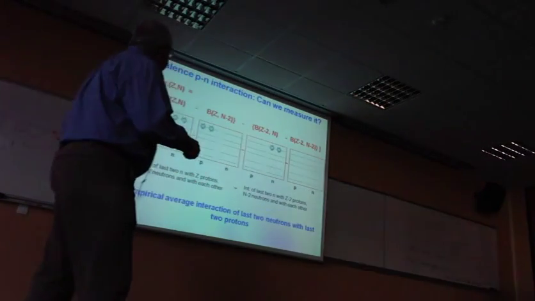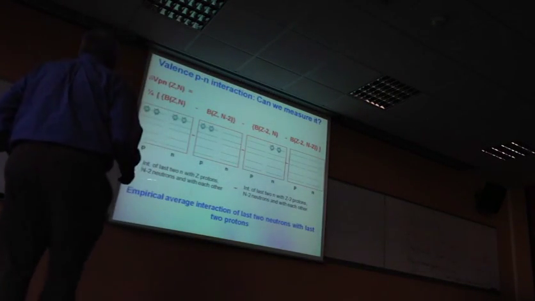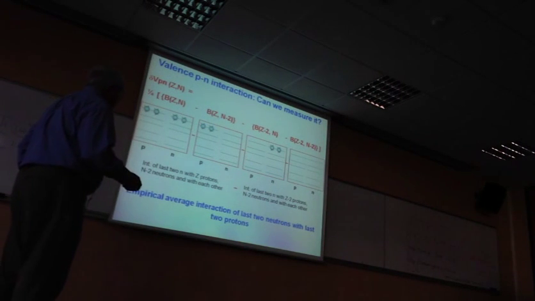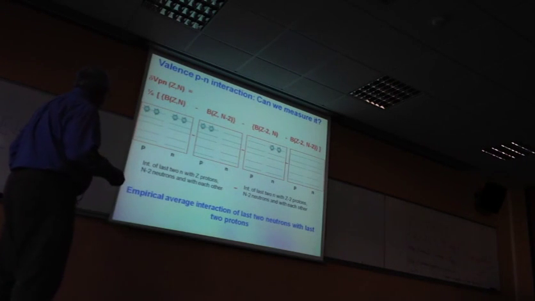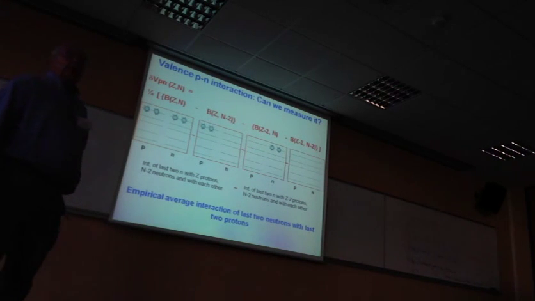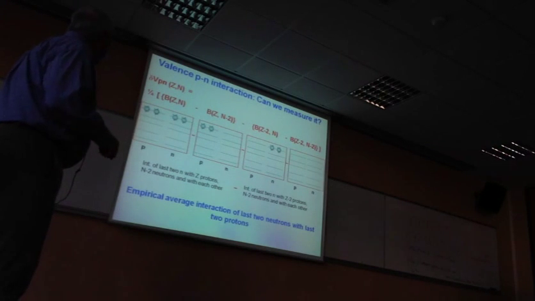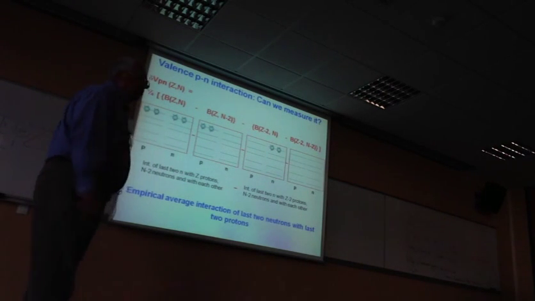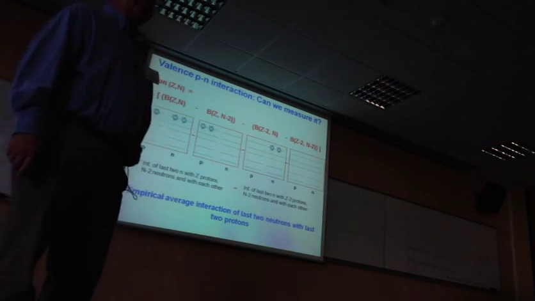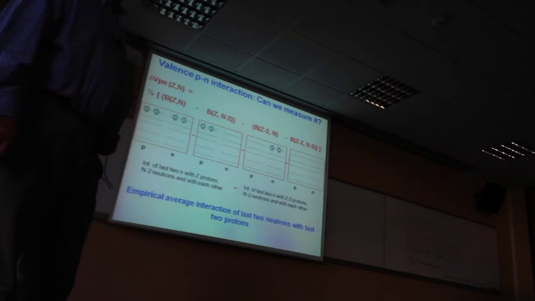Okay? And now when I subtract this from this, I'm subtracting the interaction of the last two neutrons with Z minus 2 protons, with N minus 2 neutrons, and with each other, from the interaction of the last two neutrons with Z protons, with N minus 2 neutrons, and with each other. So this bottom line cancels out, and what we're left with is the interaction of the last two neutrons with the last two protons. Okay? And divide by 4, and you get the average empirical interaction of the last two neutrons with the last two protons. So you can get this from measured masses.